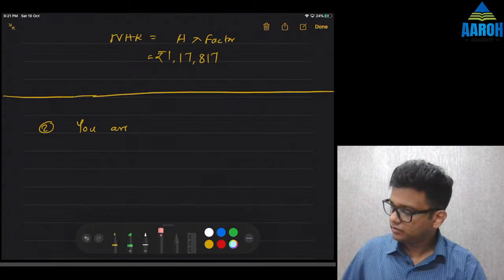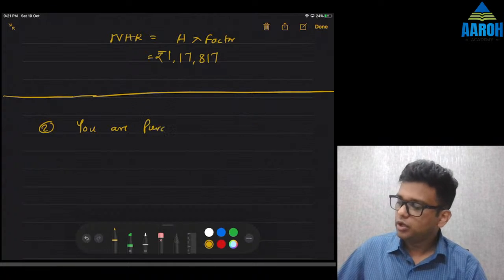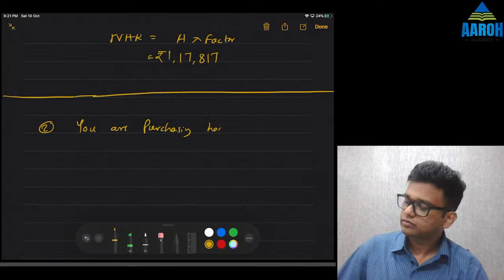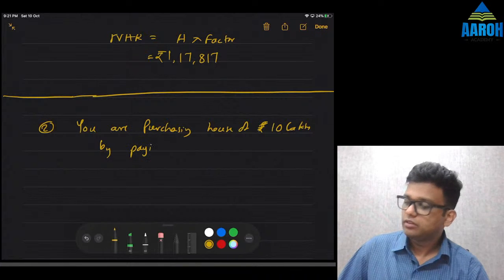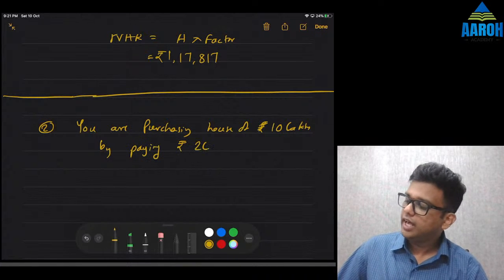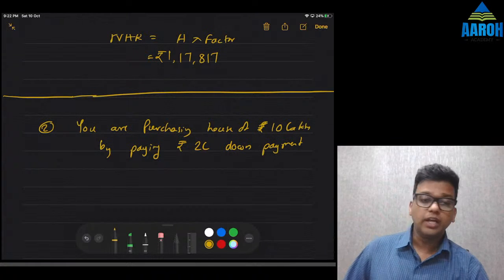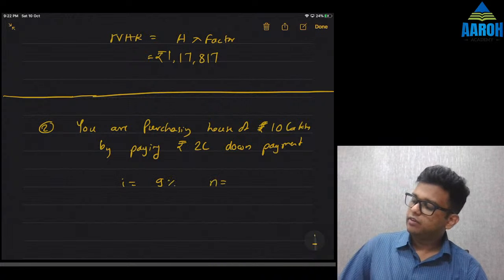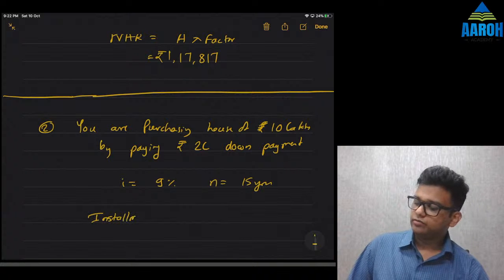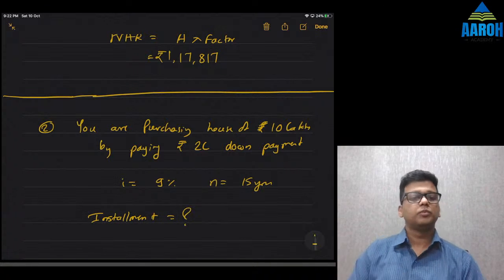You are purchasing a house worth rupees 10 lakhs by paying rupees 2 lakhs down payment. I is equal to 9%, N is equal to 15 years. You have to find the installment amount. Can you try?